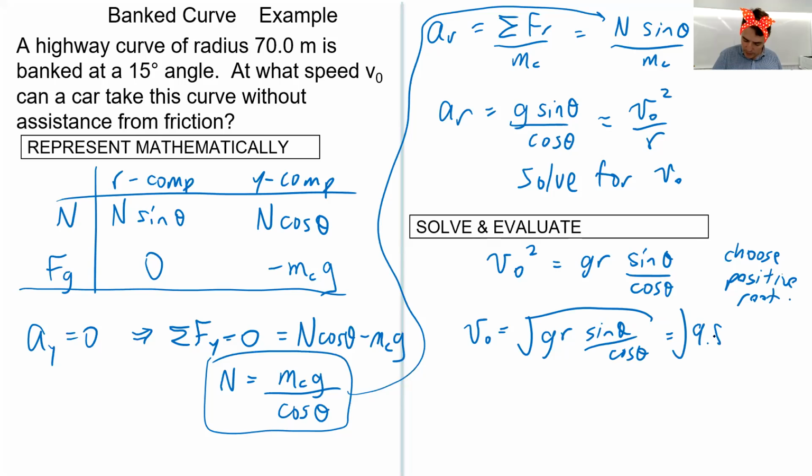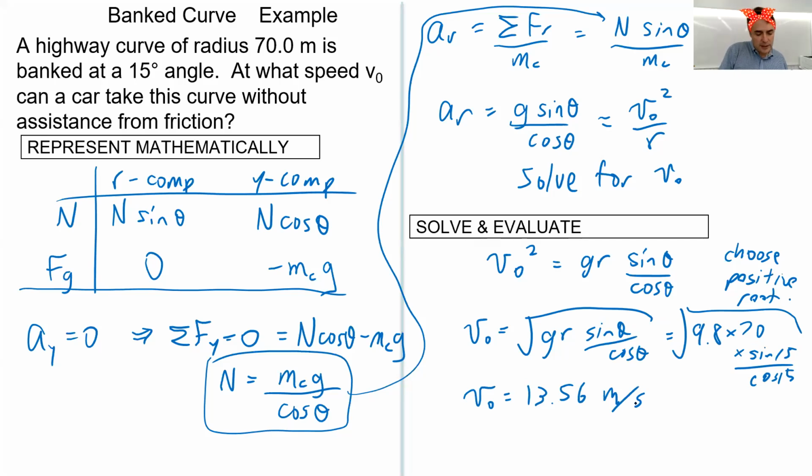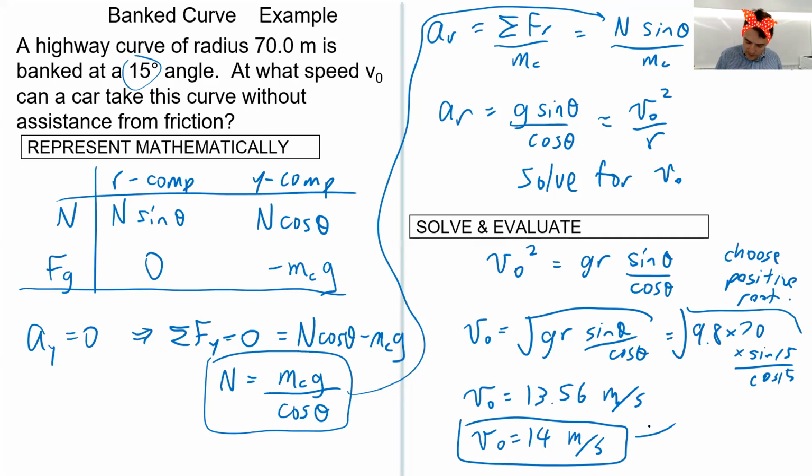So V0 is equal to the square root of g times R times sine theta divided by cos theta, which is the square root of 9.8 times 70 times sine of 15 divided by cos of 15. I plugged all that into my calculator, and I got V0 is equal to 13.56 meters per second. It looks like there's two significant figures in the angle there, so let's just round it to V0 equals 14 meters per second. And this is about 50 kilometers per hour.